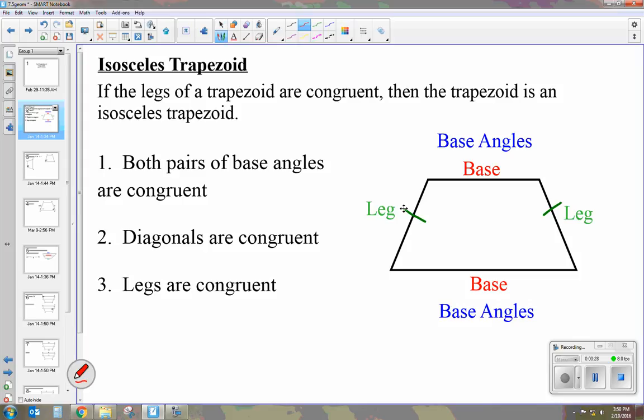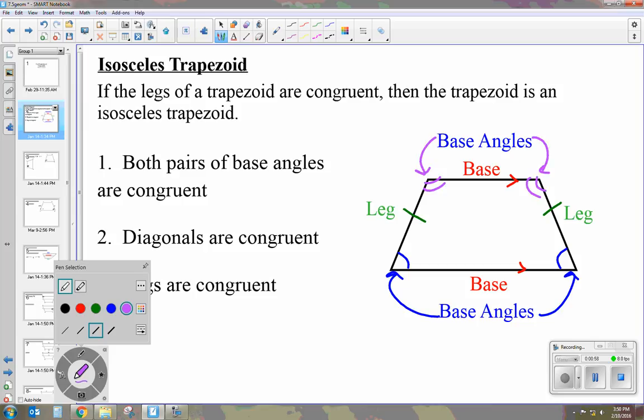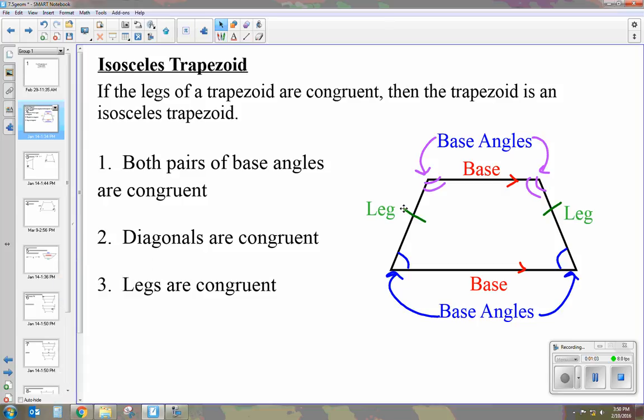Well, first of all, these bases are parallel. So the bases are the parallel lines, and on the parallel lines we have base angles. This base angle is congruent to this base angle. And then let's do a different color, let's try purple. This base angle is congruent to this base angle. So those are congruent to each other. Next up, the diagonals are congruent and the legs are congruent.